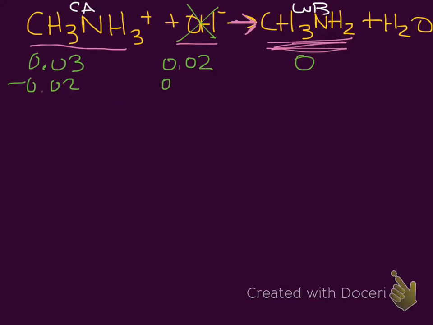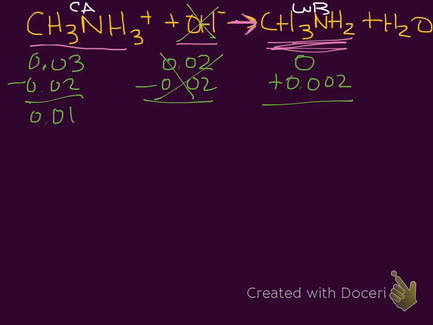It's going to get completely used up. And whatever we lose of these, we're going to make of these in our chemical reaction. So that gets used up. We've got 0.01 of this. Whoops, there's an extra 0 there. 0.02. Okay. So now I'm just going to plug it in.